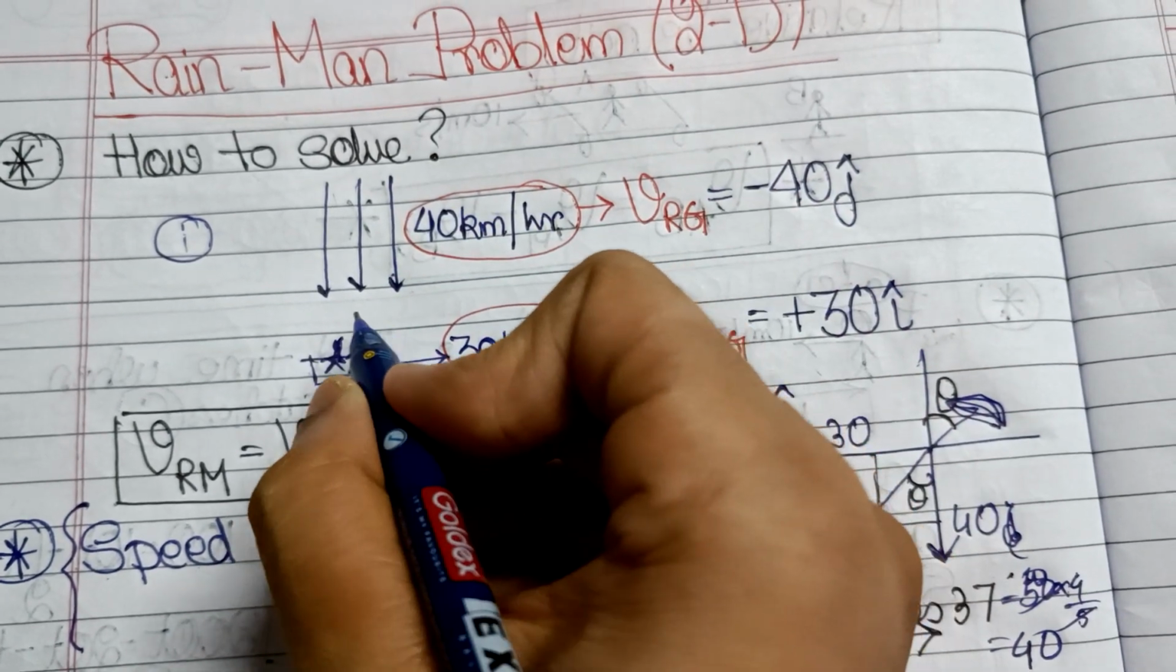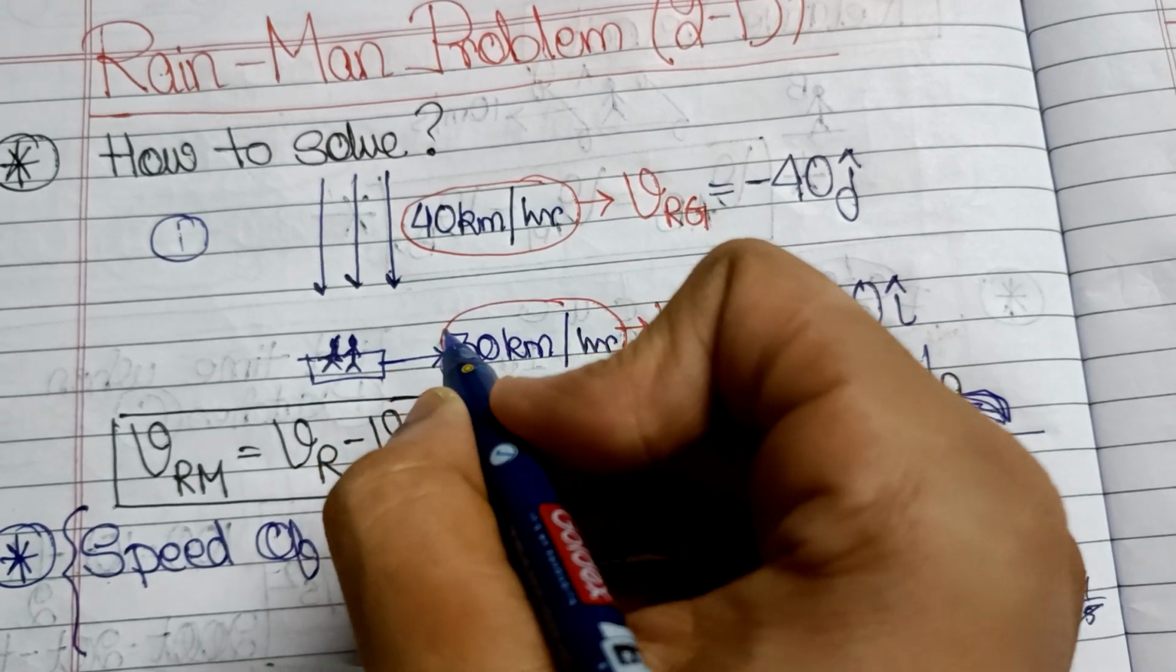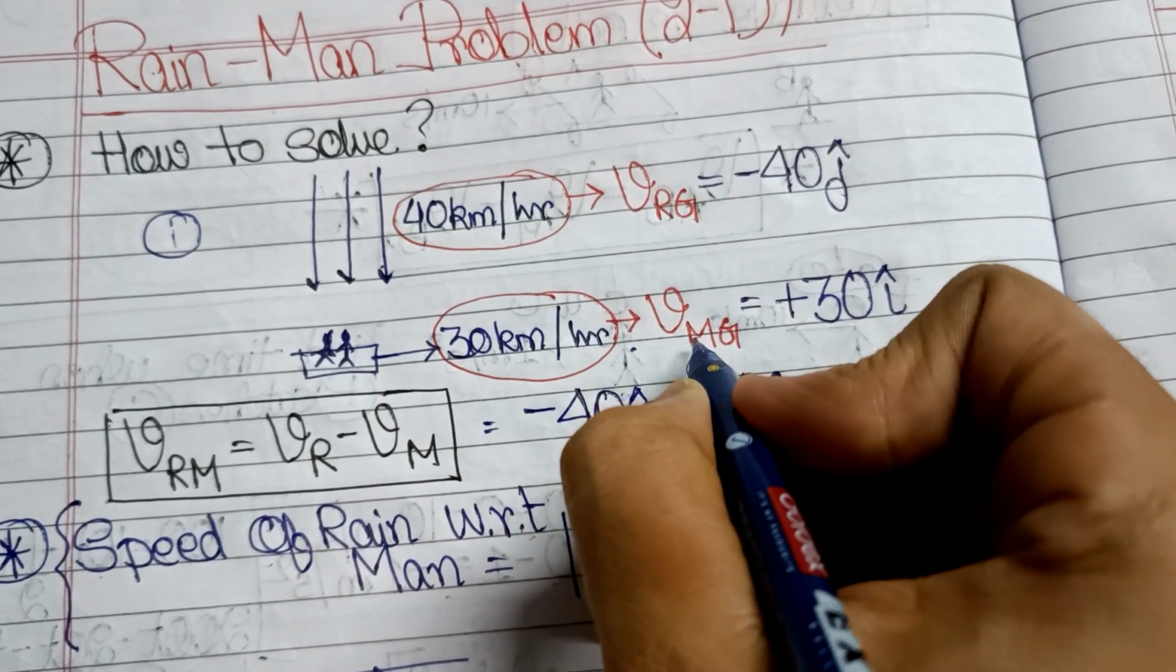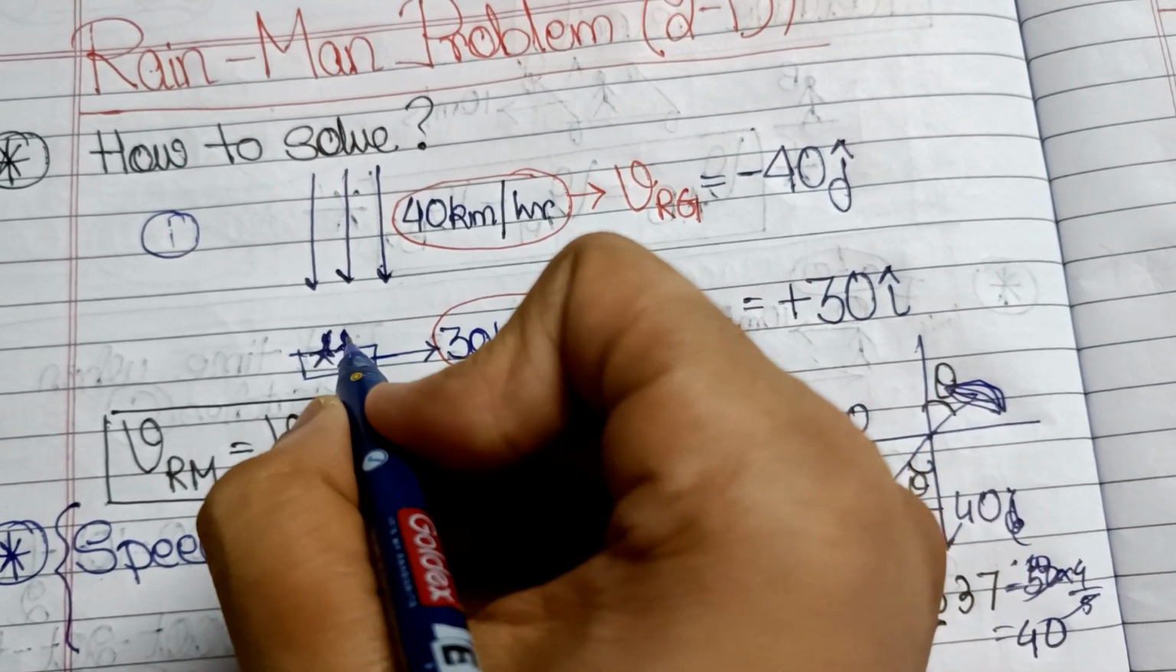The first type of question that comes in the different question papers is about if the rain falls vertically downwards and a man is standing at rest. If the man stands in rest position, then we have to write that the velocity of man with respect to ground will be 0. But that is a very simple case.